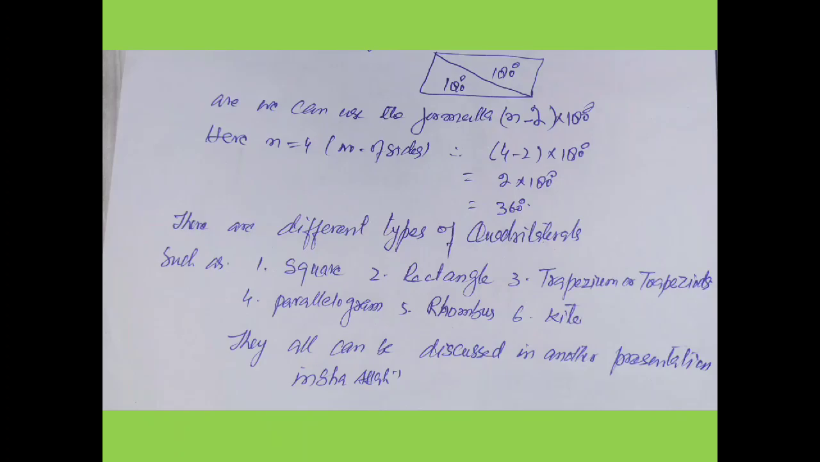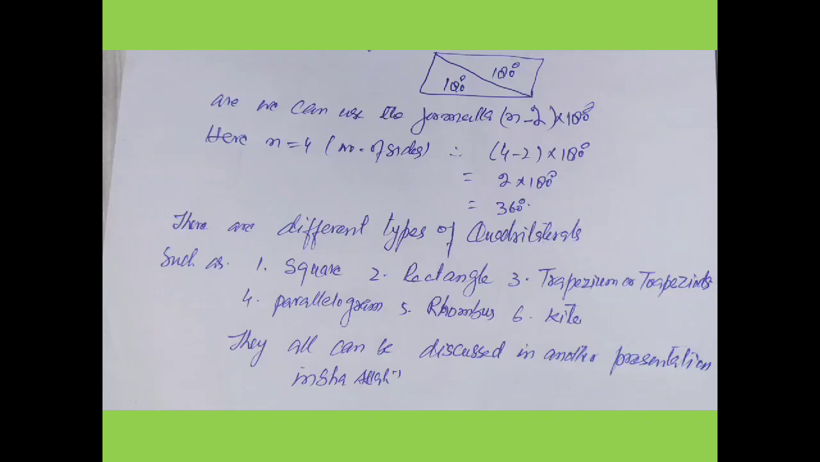Or we can use the formula, that's (n minus 2) into 180 degrees. Here n, that is the number of sides, is 4. So we can use 4 instead of n. 4 minus 2 into 180 degrees, that is 2 into 180 degrees, that's equal to 360 degrees. So the sum of the measures of the interior angles of a quadrilateral is 360 degrees.